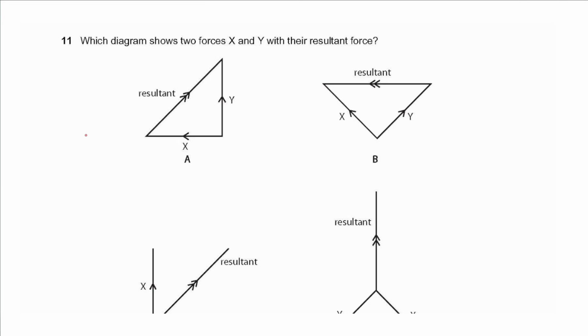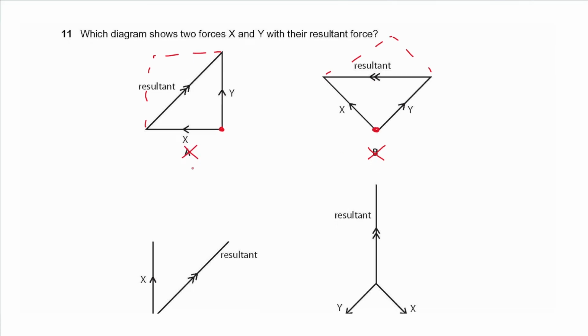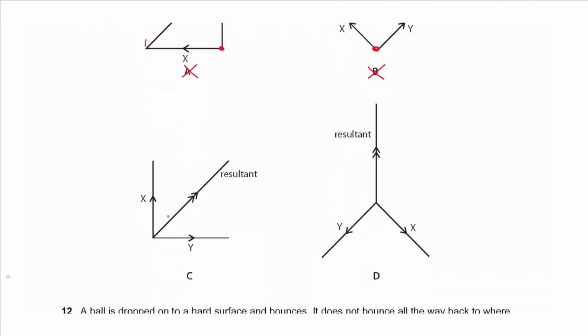Question 11 says which diagram shows two forces X and Y with the resultant force. So the choices A and B we have starting from the same point for X and Y. That means we need to close a parallelogram, not draw a triangle or a head to tail addition. So it's not A nor B. In C, we have the forces starting from the same position. If we close the parallelogram and we draw the diagonal and the arrows are in the directions of X and Y, so this direction is correct. So the answer is C.